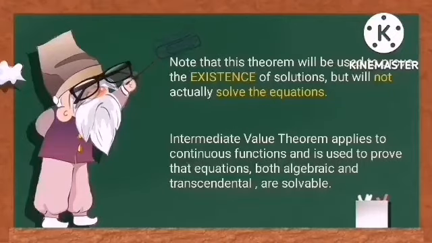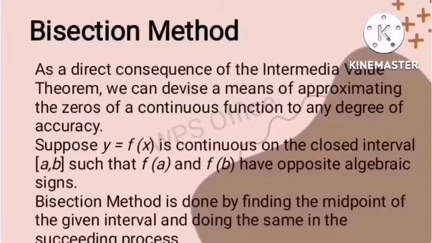Note that this theorem will be used to prove the existence of solutions but will not actually solve the equations. And this applies to continuous functions and is used to prove that equations, both algebraic and transcendental, are solvable. Bisection method. As a direct consequence of the intermediate value theorem, we can devise a means of approximating the zero of a continuous function to any degree of accuracy.